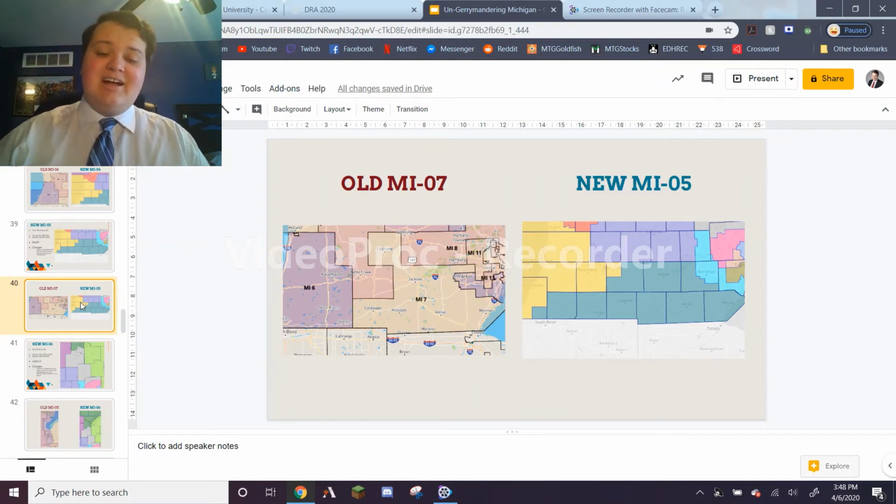I apologize. This is the old 7th district. As you can see, it goes all the way up here to Eaton County, and even does more of a curve around in Washtenaw County. Much less of that now. Let's just make that a nice, fair stretch along the southern portion of the state.